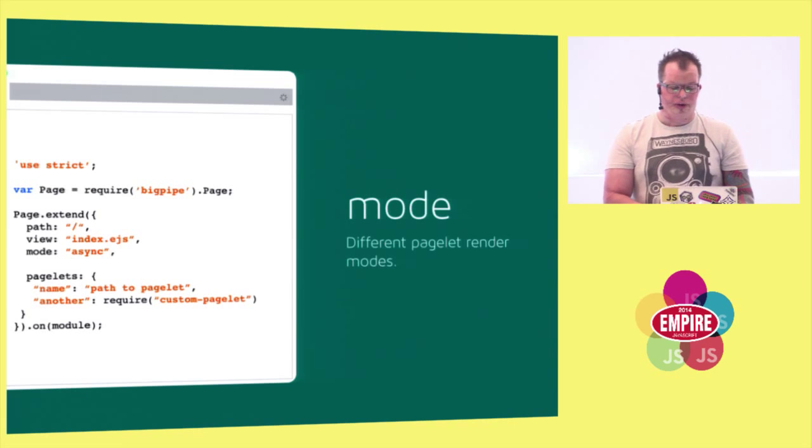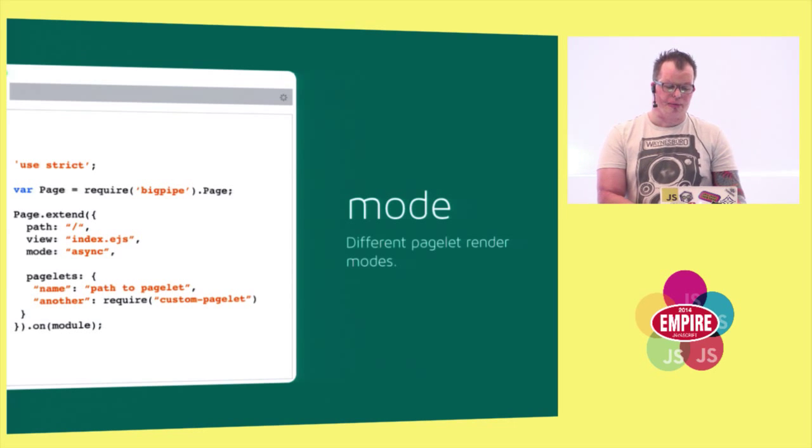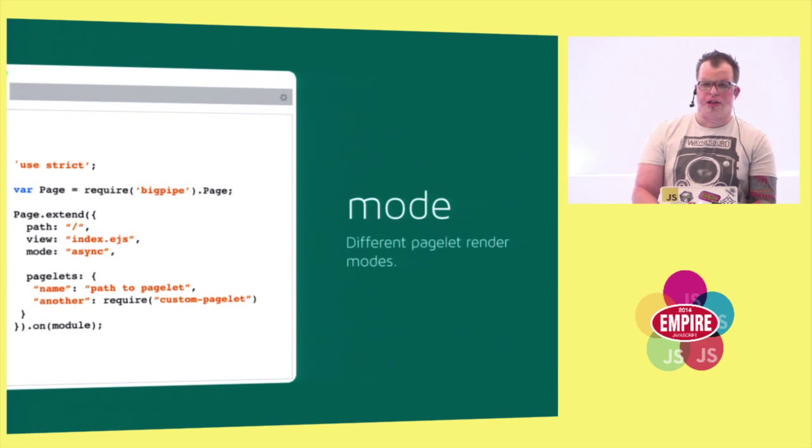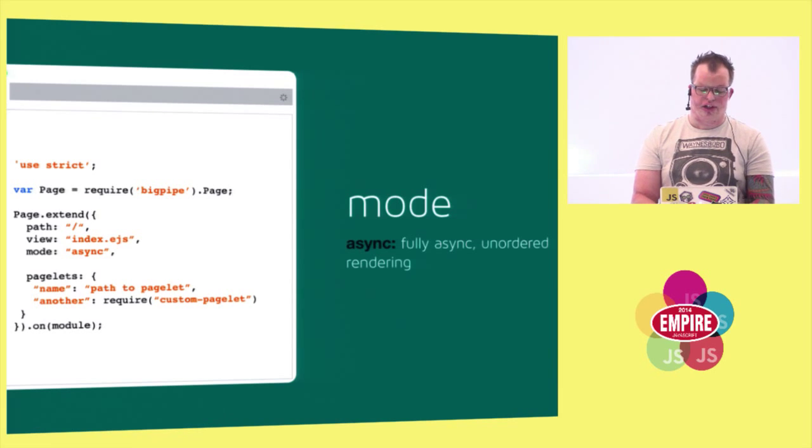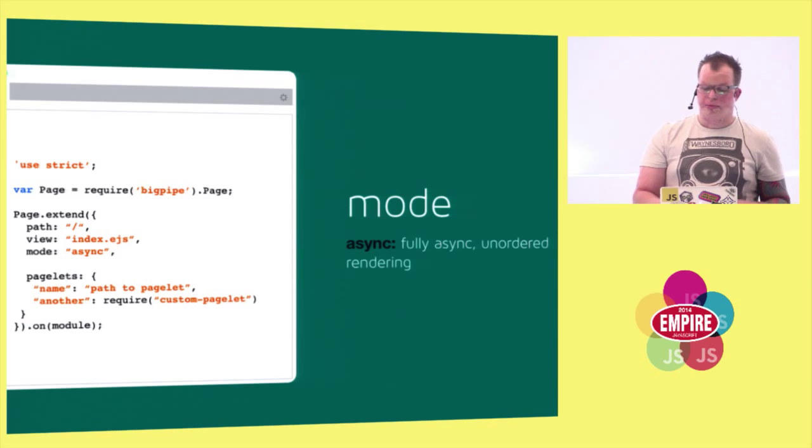One of the cool things about BigPipe is that it has different rendering modes for putting the pagelets onto your page. The default mode is async, and it basically just iterates over all the pagelets that you've added into a page and renders them and outputs them as fast as possible. But this is unordered rendering. So there are cases where you want more control over the rendering process, because you might want to show a header first instead of a footer.